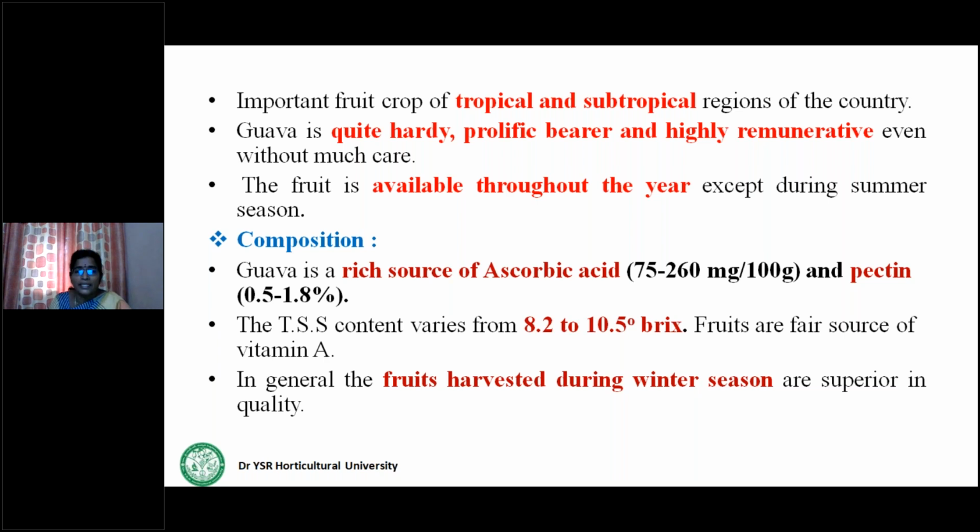So we have already discussed it is a rich source of ascorbic acid, that is nothing but vitamin C, and it contains good amounts of pectin, and TSS, that indicates the sweetness of the fruit. It ranges from 8.2 to 10.5, even 12 or 13 in the recently released varieties. And the fruits which are harvested during winter will have a superior quality.